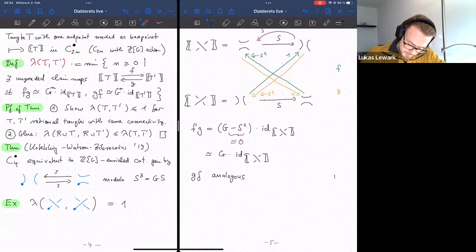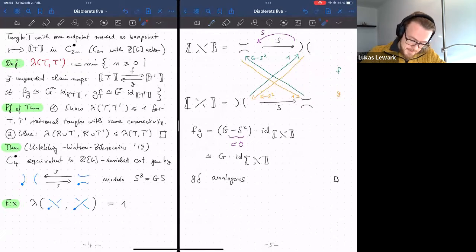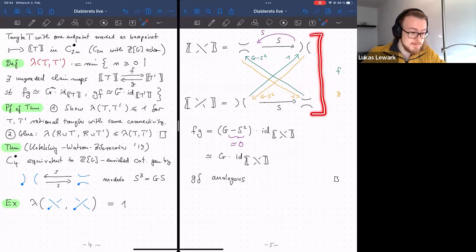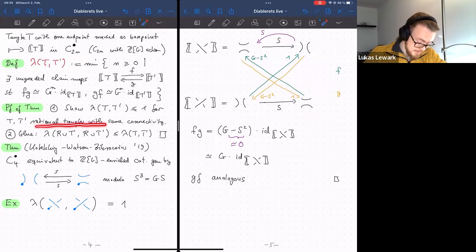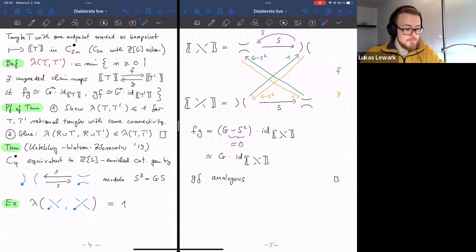So that's the example. And basically, this is what Ali Shahi and Downing do. They come up with this diagram. And now in our paper, to go over to rational unknotting, we need to find such maps F, G and homotopy for all rational tangles with the same connectivity. Okay, that's as far as we're going to go. Thank you very much for your attention.